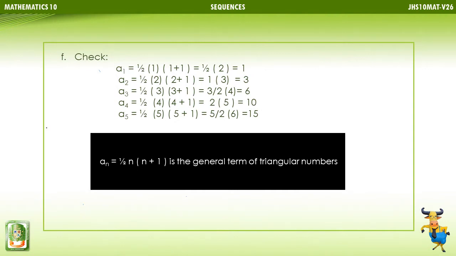Step 6. Check. a sub 1 equals 1/2 times 1 times 1 plus 1 equals 1/2 times 2 equals 1. a sub 2 equals 1/2 times 2 times 2 plus 1 equals 1 times 3 equals 3. a sub 3 equals 1/2 times 3 times 3 plus 1 equals 3/2 times 4 equals 6. a sub 4 equals 1/2 times 4 times 4 plus 1 equals 2 times 5 equals 10. a sub 5 equals 1/2 times 5 times 5 plus 1 equals 5/2 times 6 equals 15.